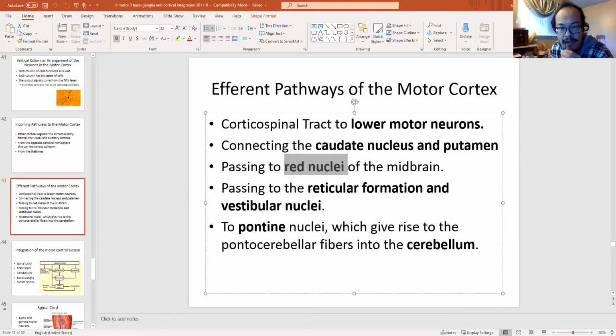It will also send signal into the reticular formation and vestibular nuclei. So this one, while we are doing any movement, will also control muscle tone and maintain body balance. It will also send signal into the cerebellum, and when they send signal to the cerebellum, they need to pass through the pontine. So that ends.